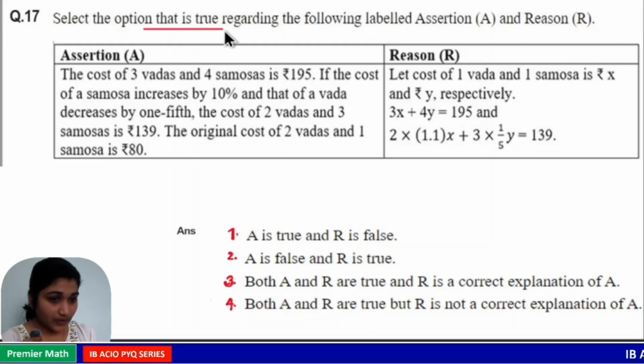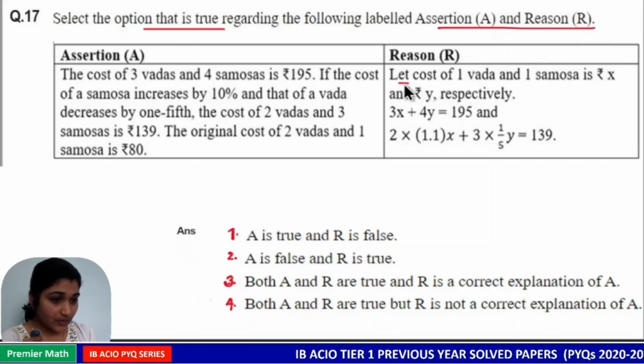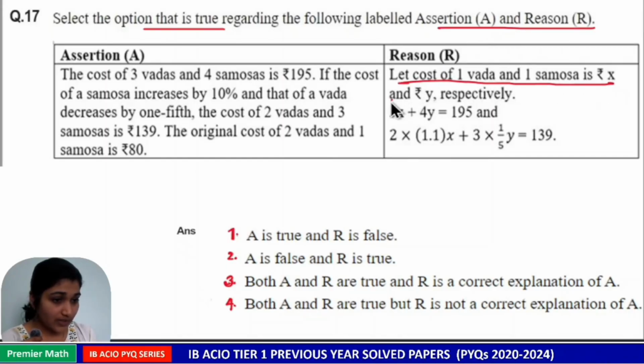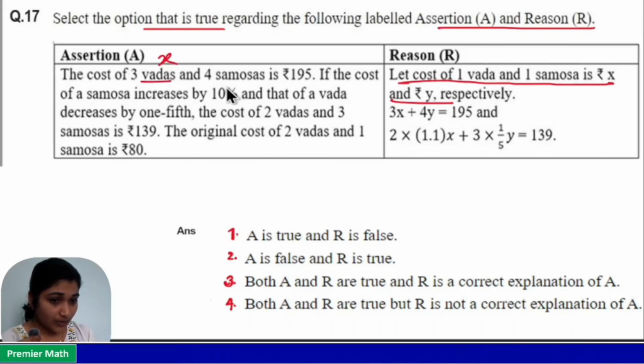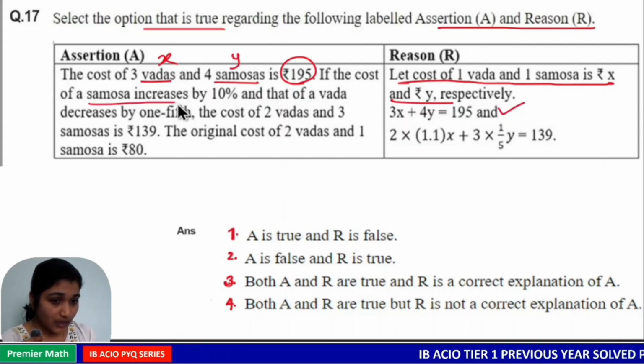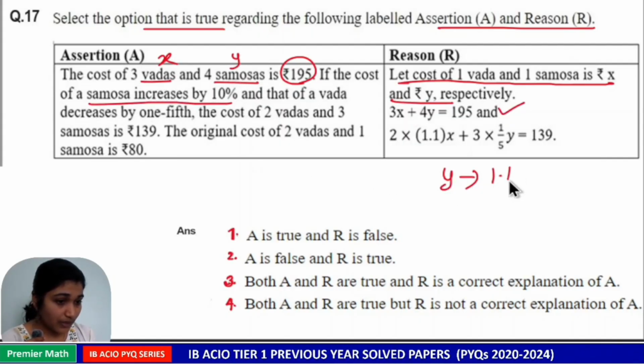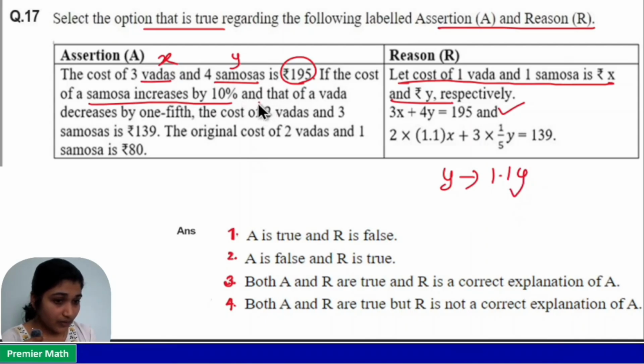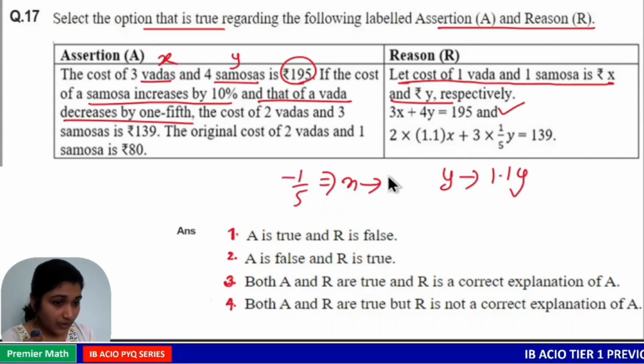Select the option that is true regarding the following labeled assertion A and reason R. Here, the reason says the cost of 1 vada and 1 samosa is x and y respectively. Here, vada costs x rupees and samosa costs y rupees. Then 3x plus 4y should be 195. That is correct. And if the cost of samosa increases by 10%, that is y increases by 10%, y becomes 1.1y. And that of vada decreases by 1/4, which means x becomes 1 less than 5, that is 4/5 of x.